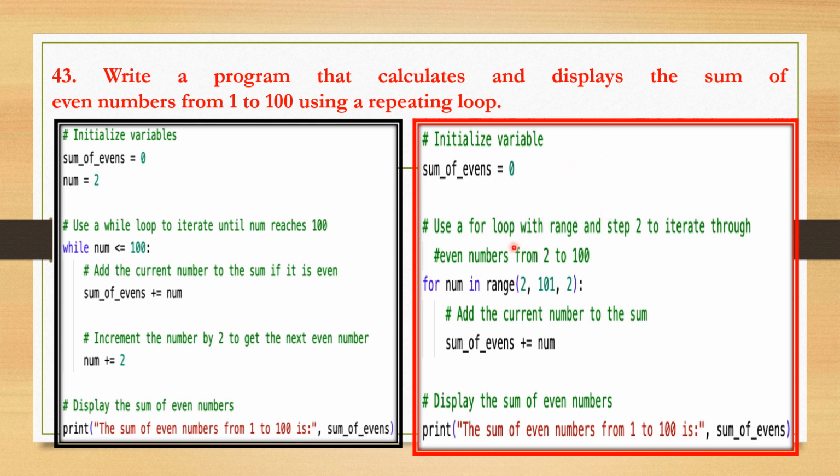Next approach is using a for loop. So here we will initialize the variable sum_of_evens to hold the sum of even numbers and use a for loop with the range function and specify the starting point as 2, ending point as 101 exclusive, and step as 2, which ensures that the loop iterates through even numbers from 2 to 100. And inside the loop, the num variable takes the values of each even number in each iteration, and the loop continues until it iterates through all the even numbers from 2 to 100. And finally, we print the message to display the result.